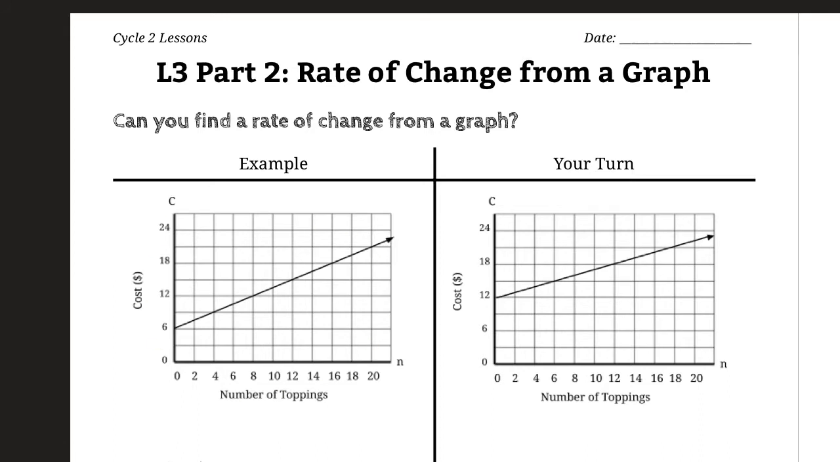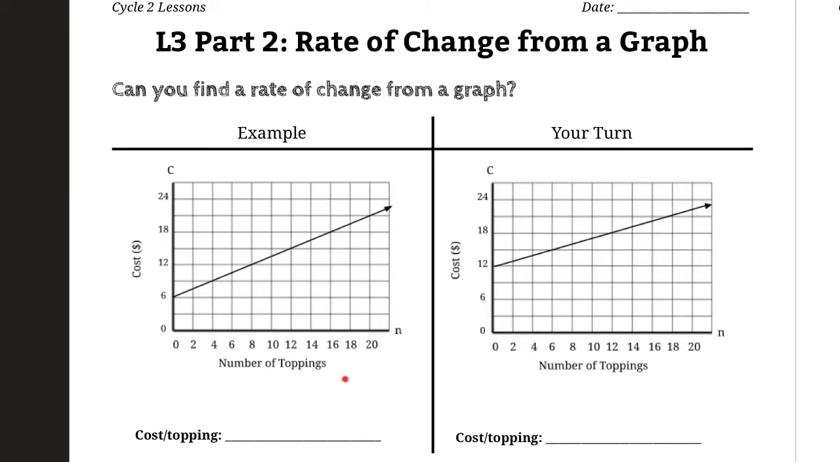If we look at what's on the axis, it says number of toppings on the x-axis, and cost on the y-axis. I'm going to tell you right now, this is about sundaes, like an ice cream sundae. So pretend you're going to an ice cream sundae shop and you want to buy an ice cream sundae. We want to graph how much it costs to get a certain number of toppings.